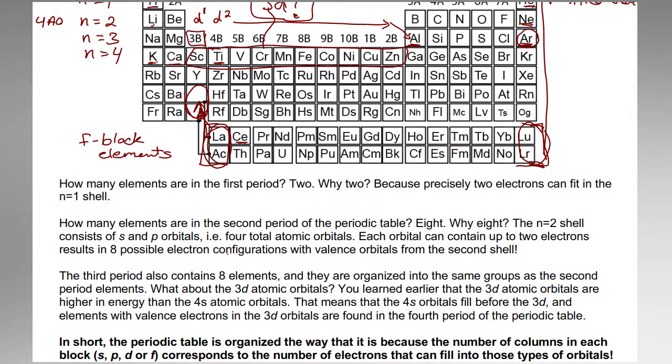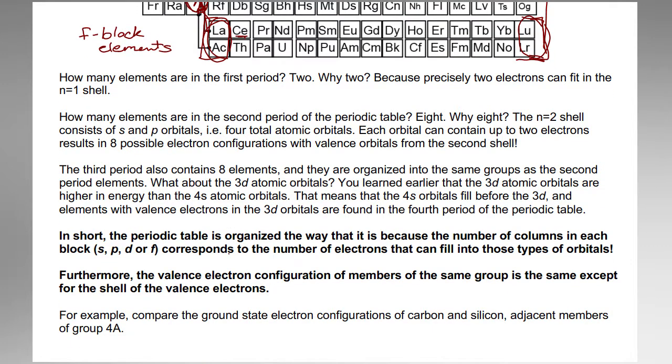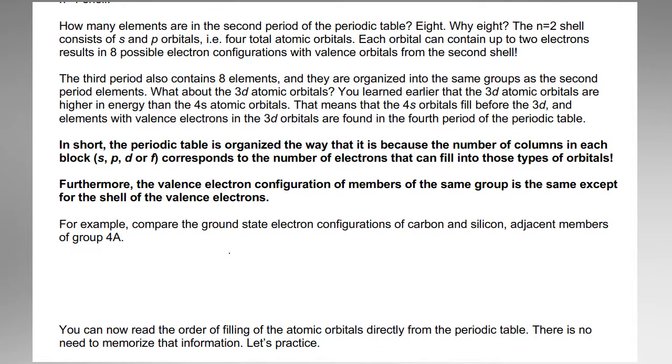So let's take a look at writing ground state electron configurations of 2 elements in the same group to see how being in the same group naturally means that you have similarities in terms of your ground state electron configuration. So let's start with carbon. Carbon's in the second period. It's in group 4A. So that means it's a helium noble gas core followed by 2s2, 2p2. It has 4 valence electrons. 2 of them fill the 2s orbital, and 2 of them singly occupy 2 different 2p orbitals.